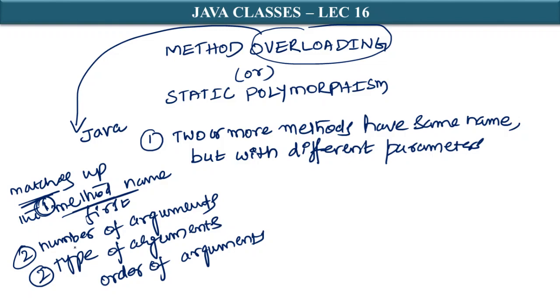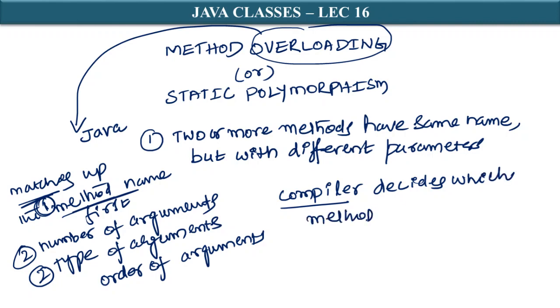Let me repeat: the number and data type of parameters decide which one of the overloaded methods to execute. That is, the compiler decides which method is to be called. Who will decide which method is to be called? This point is very, very important. The compiler decides which method is to be called. I will demonstrate with the help of a simple program.